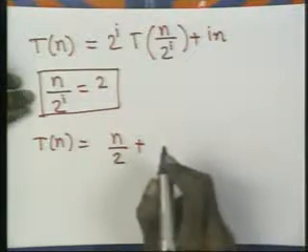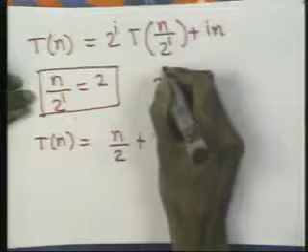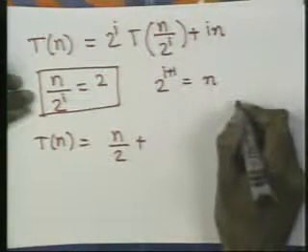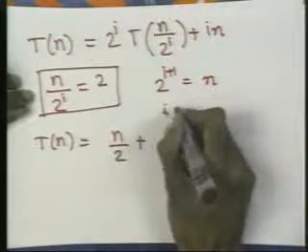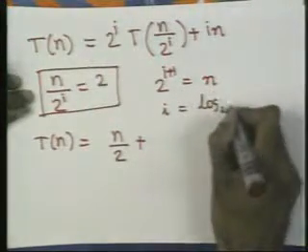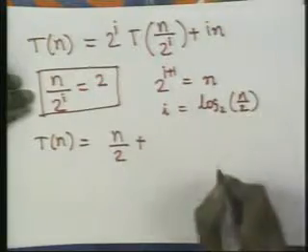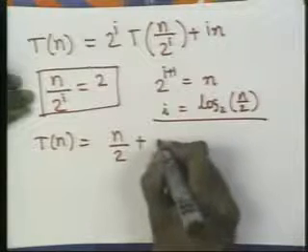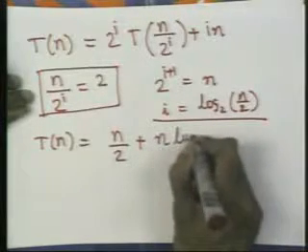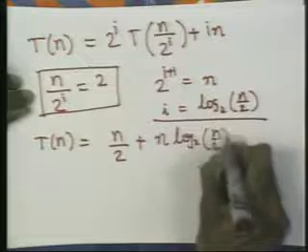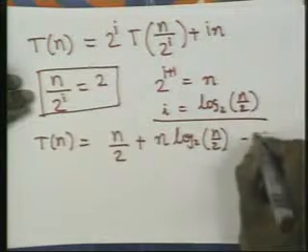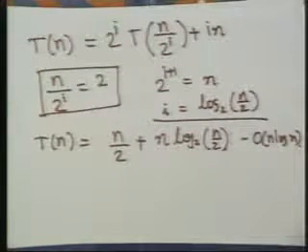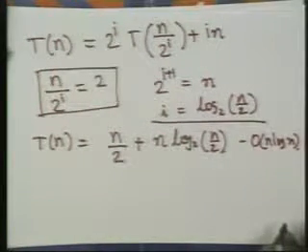Okay, what is i? Well, I know 2 to the i plus 1 is n. So i is log base 2 of n by 2. Okay, this is what i is. So plus n times log base 2 of n by 2. Okay, this is order n log n. So the time taken by merge sort is n log n.